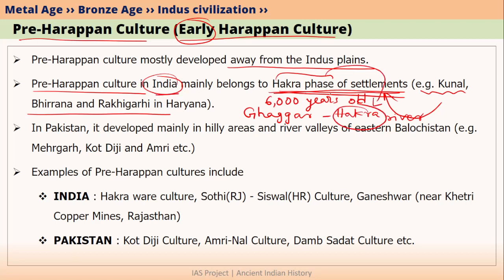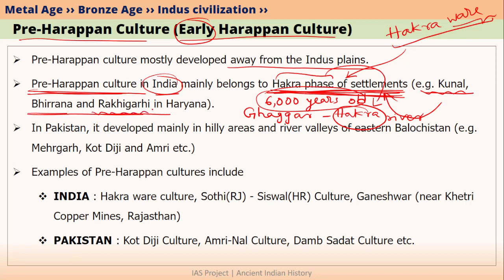Moreover, in India, the Hakra phase settlements made a similar kind of pottery which is called Hakra ware. Ware simply means pottery, so it can also be called Hakra pottery. So in the case of India, pre-Harappan culture is mainly associated with the Hakra phase of settlements, in which some of the sites are almost 6,000 years old. Examples are Kunal village in Haryana, Bhirana and Rakhigarhi, which are also in Haryana. We know that Rakhigarhi is the largest Harappan site we know so far. Rakhigarhi is even larger than Mohenjo-daro.